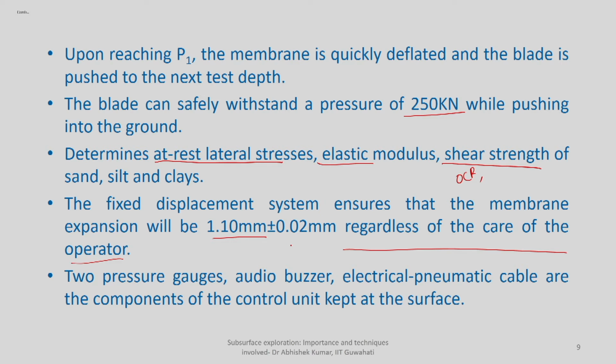Generally we go for two dial gauges, one audio buzzer, that is buzzer on/off, and then an electric-pneumatic cable. The electric cable is required to sense the completion of the circuit, which corresponds to the buzzer sound, and the pneumatic cable is to apply gas pressure at the depth of interest. So these are the components of the control unit, which are kept at the surface.